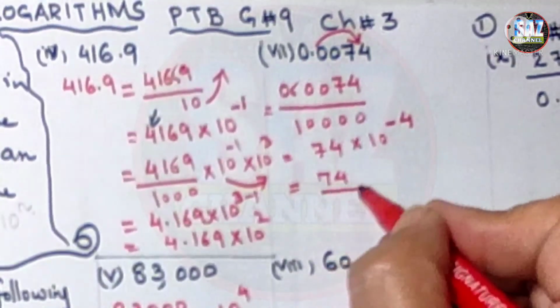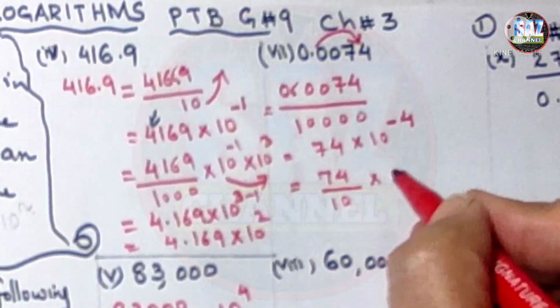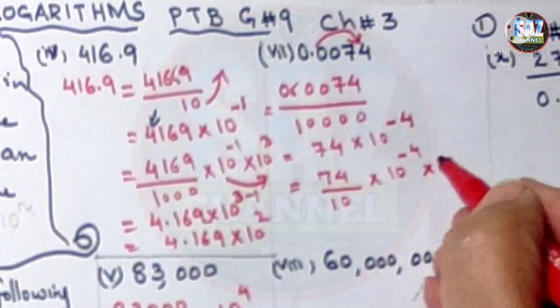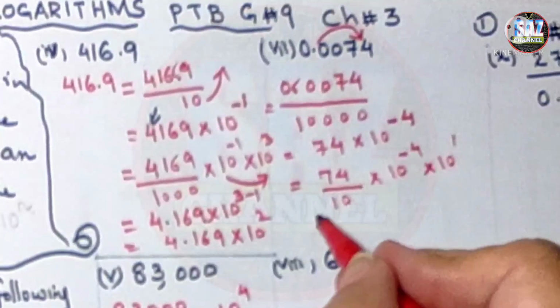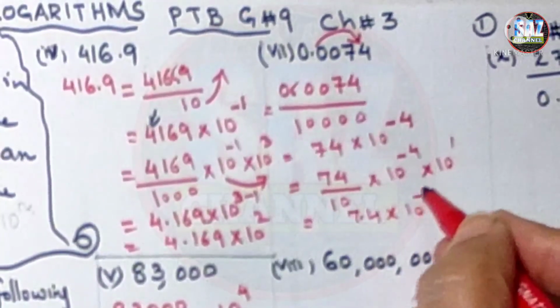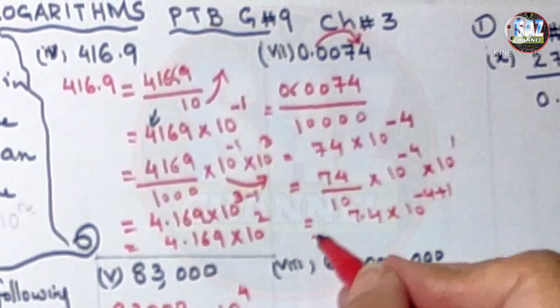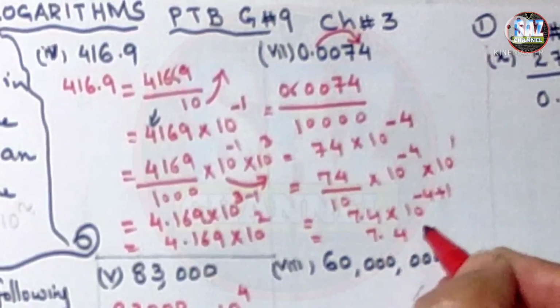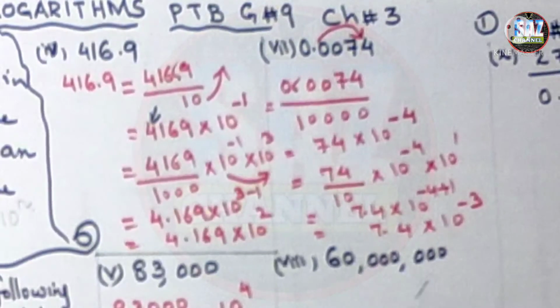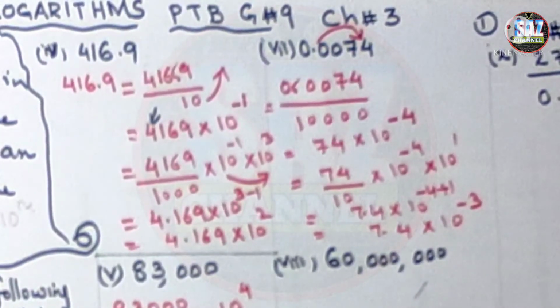So for a 2-digit number, multiply and divide by what? 10. So this will become 7.4 multiplied by 10 raised to power minus 4 plus 1, and this is 7.4 multiplied by 10 raised to power minus 3. Really easy questions, and let's move to the next question.